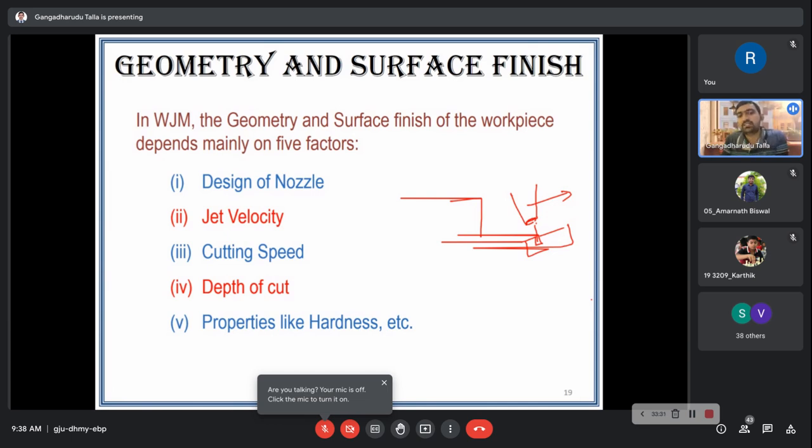Cutting speed should be maintained at optimum level. It should not be too slow or too fast. If it is too fast, material will not be properly cut, surface finish will be poor. And if it is too slow also, a lot of debris will be entrapped in that gap only. It has to move at optimum speed. Particularly, it should not go at high speed, then you will not get proper cut. So jet velocity is important. Higher the velocity, better will be the cut.